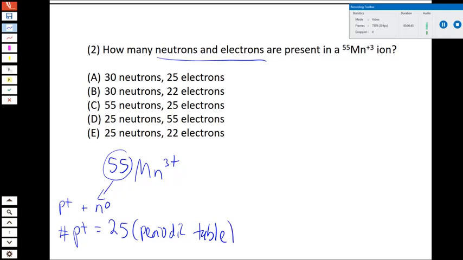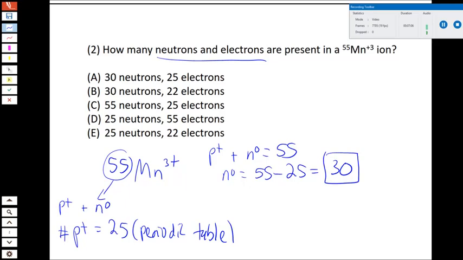And then from there, we just have to use these relationships. So if we want to find the number of neutrons, we know that the protons plus neutrons is equal to 55. That's the mass number, which means the number of neutrons is just equal to 55 minus the number of protons, or 30. All right, so we have 30 neutrons. That's part of our answer.